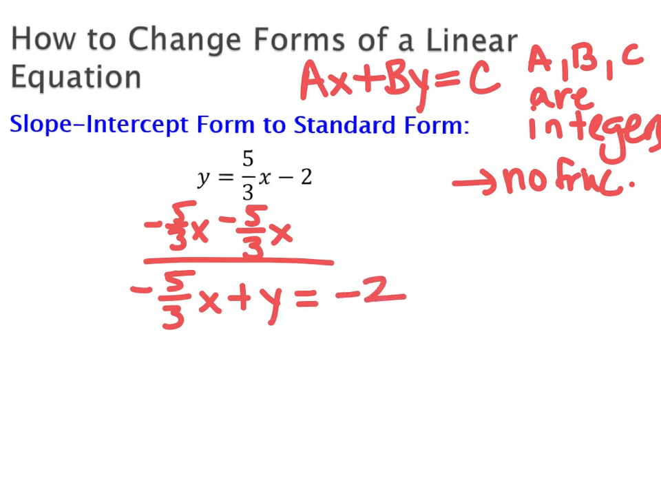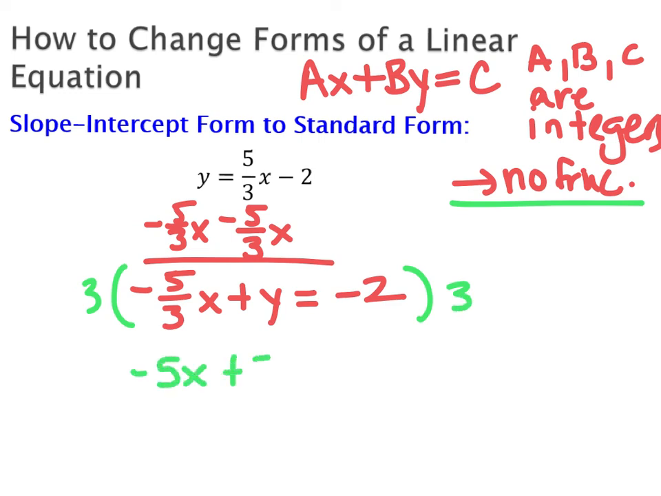Now if we're going to make sure that we have no fractions left in the equation, I have to get rid of the 3 in the denominator. So I would multiply the entire equation by 3. So it would give me negative 5x plus 3y equals negative 6.